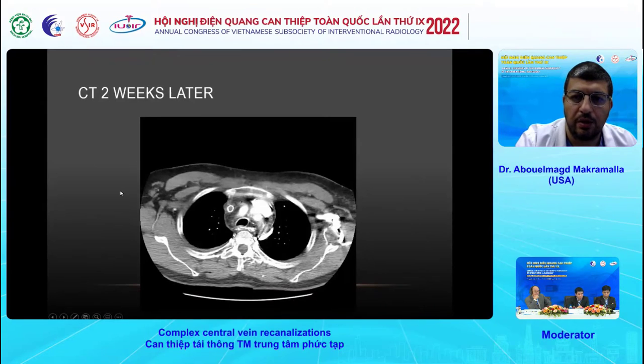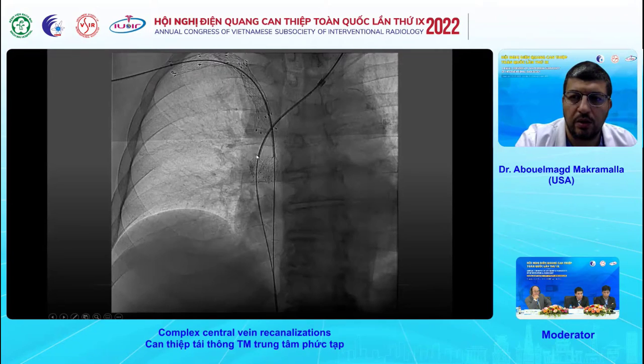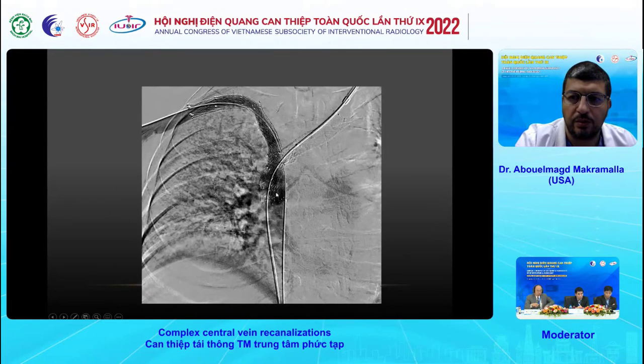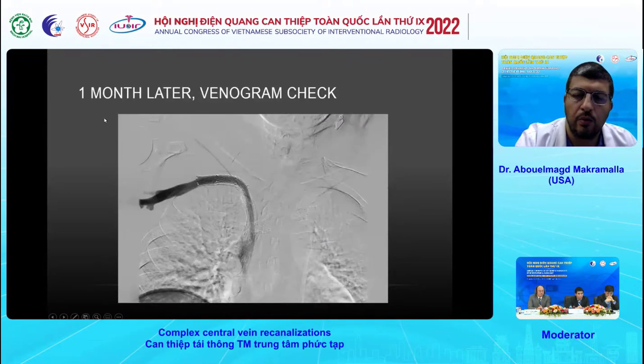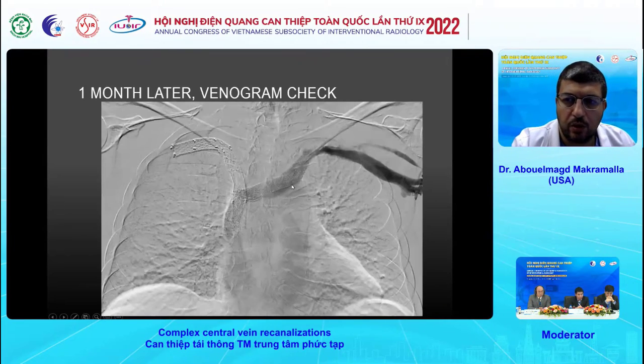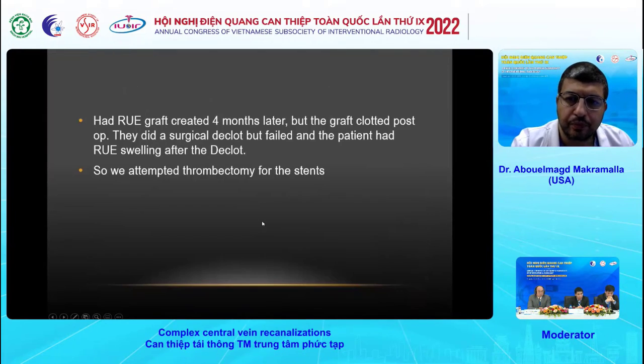Unfortunately, the patient did not wait and came in with some swelling. CT shows occlusion of the stent, so we decided to stent through the prior stents, plus new stents, and also double barrel stent to keep them open. This was after placing those stents and angioplasty, and you can see there's patency of the right brachiocephalic vein stent and patency of the left side as well. We brought him back for a venogram 1 month later, and the right stent was open, and the left side stents were also open. You notice that we did not jail off the left internal jugular vein.